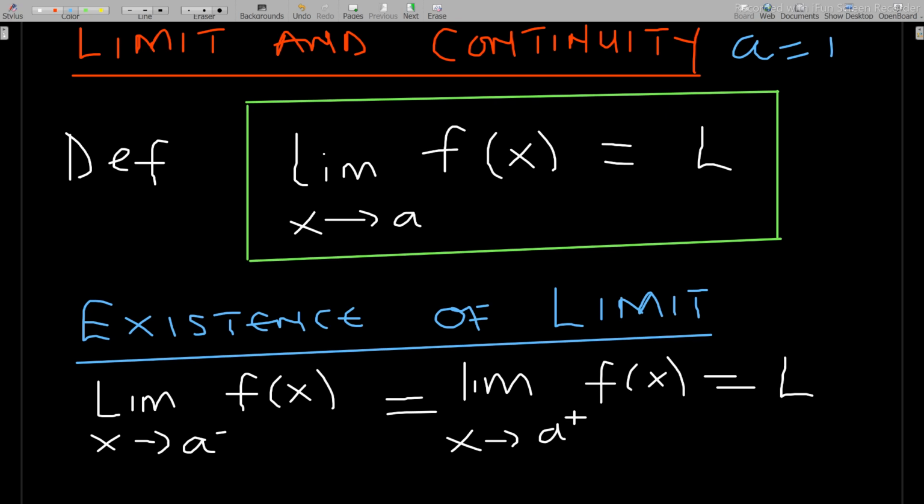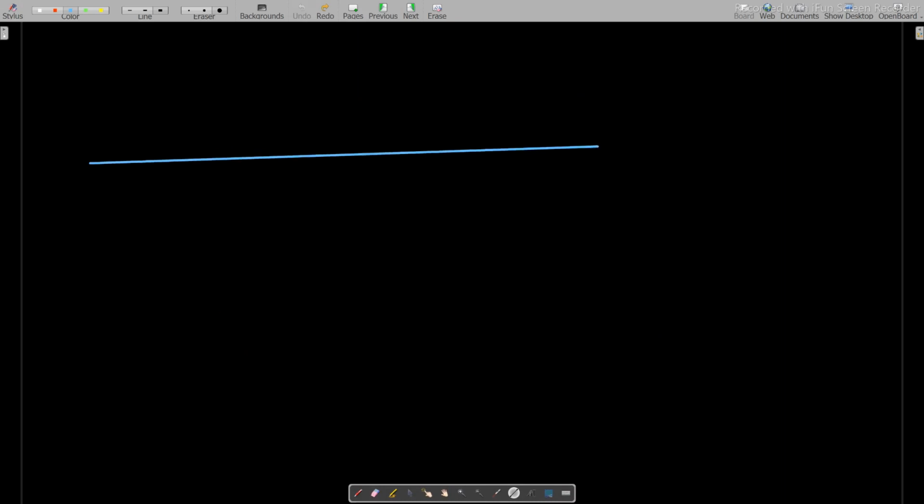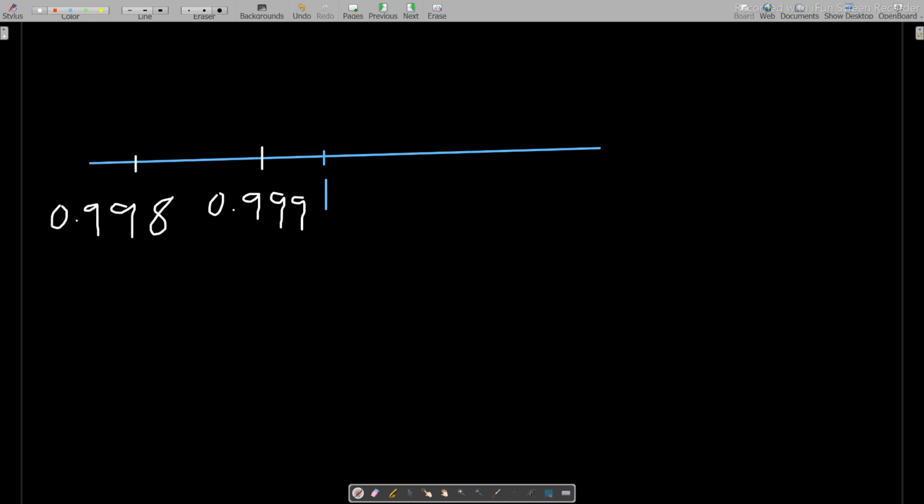From the left of 1, meaning if I draw a number line like this, and let's say this is 1, then from the left of 1 we have values that are close to 1. We can get 0.999, which is very close to 1. Then coming here, we can get 0.998, going to the left like that.